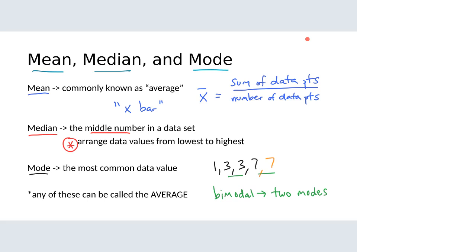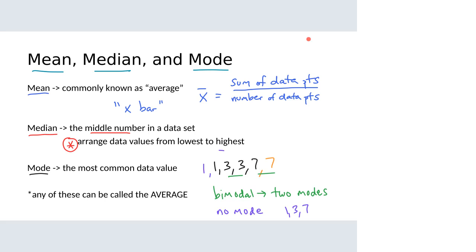And then some of you may be thinking, okay, what if you added another 1? Do you have 3 modes? No. Once we get past bimodal, when there are 3 data points that all occur the same amount, at that point we would just say there is no mode. And that would be true if our data set was just 1, 3, 7. They all occur the same amount of times. There's no mode. So that's what happens if there isn't one, or if there's more than 2, we just say there's no mode.